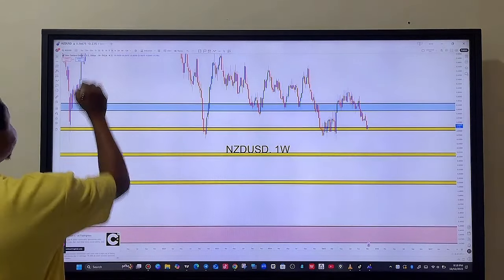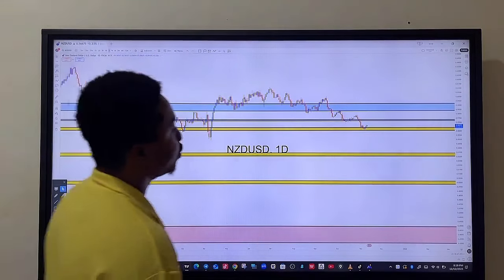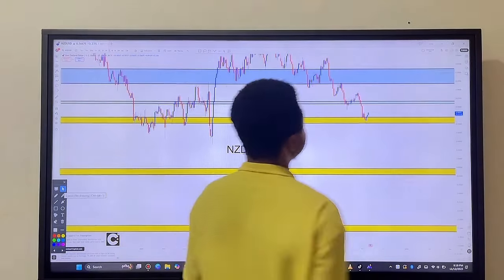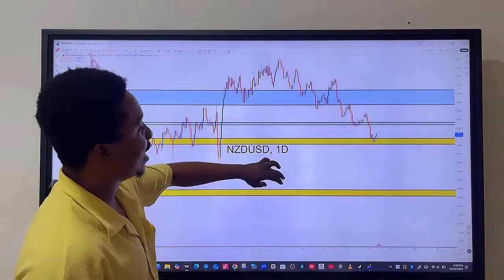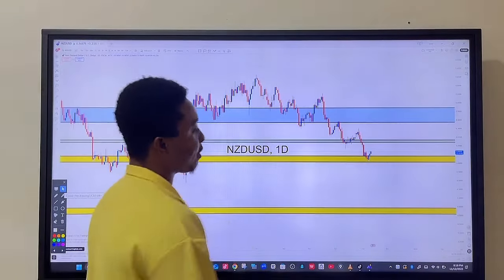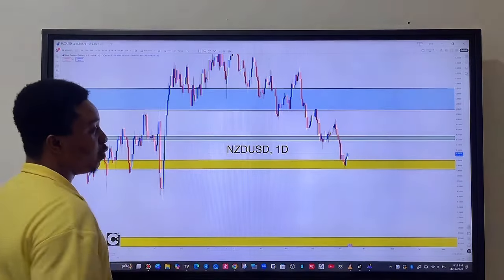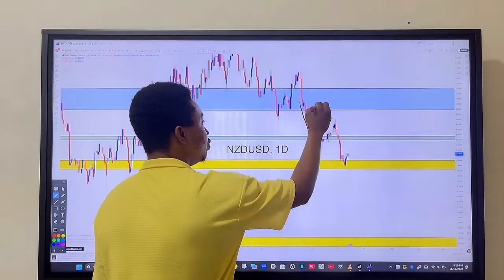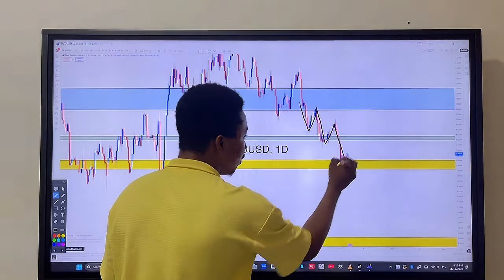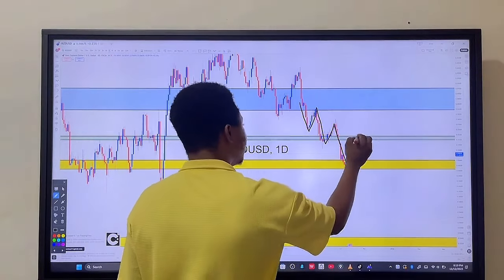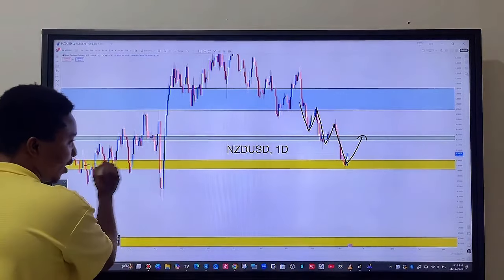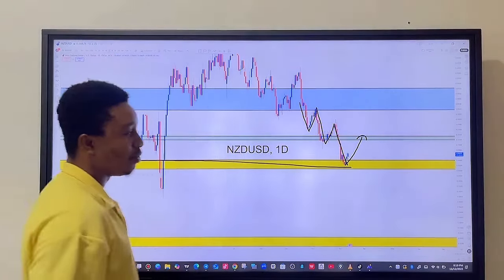Alright, so this is the daily time frame of NZD USD. Now on the daily time frame, price is in a downtrend. Why? Because it is forming lower lows and lower highs. Lower low, lower high, lower low, lower high, lower low again. What is going to happen? There's going to be definitely a lower high because of the strong weekly support level. So price is going to see a lower high.